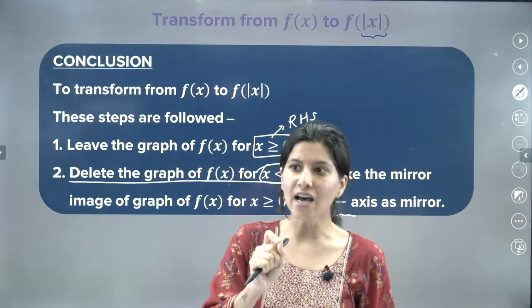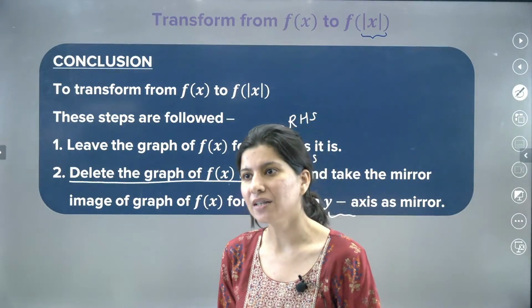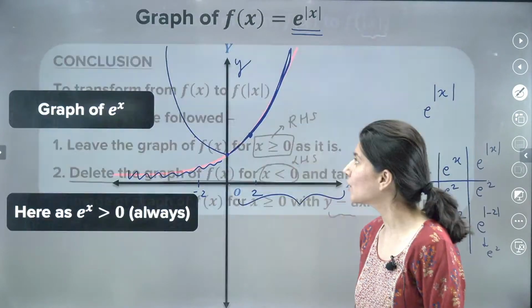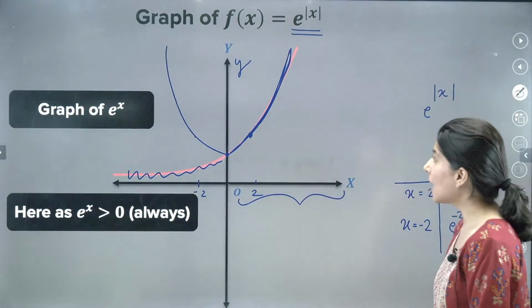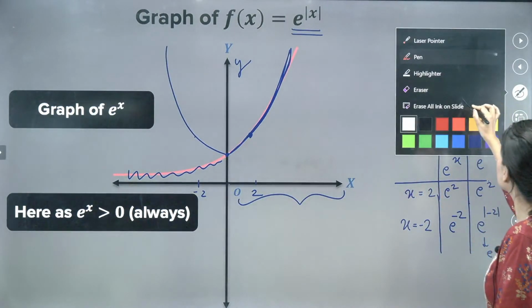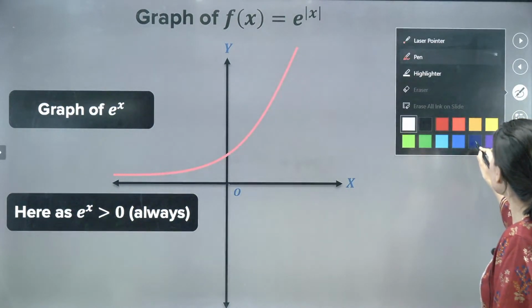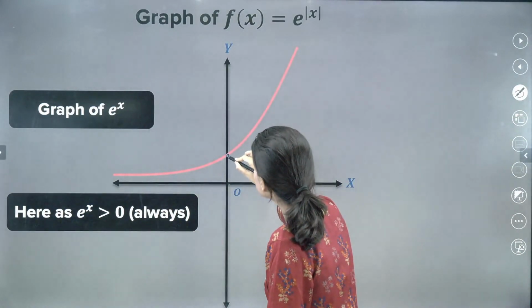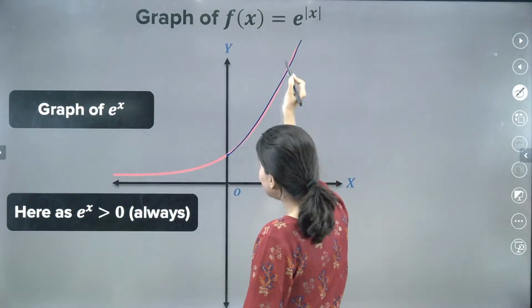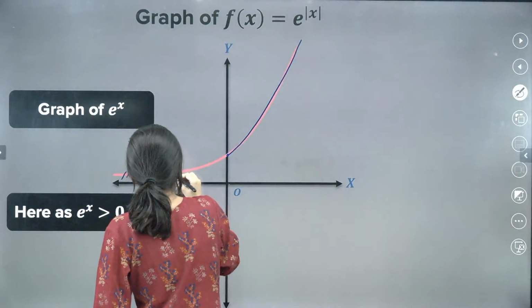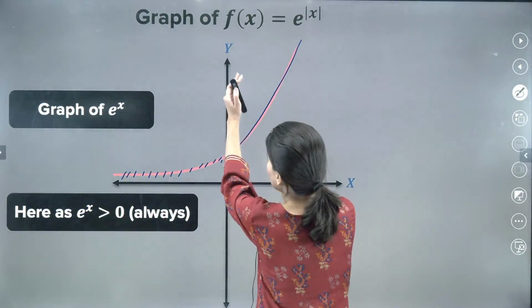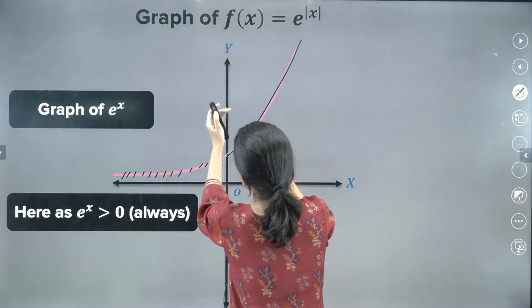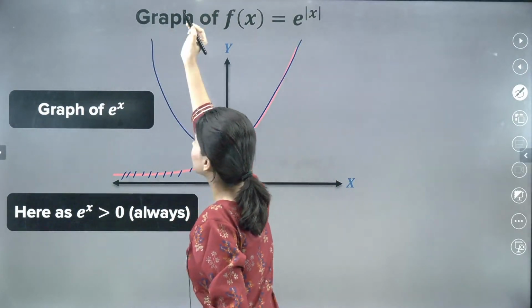I am repeating one more time. Let us understand all the steps. Step number 1: the right hand side of the graph is as it is. Delete the left hand side portion. Second step: take the mirror image about the y-axis.